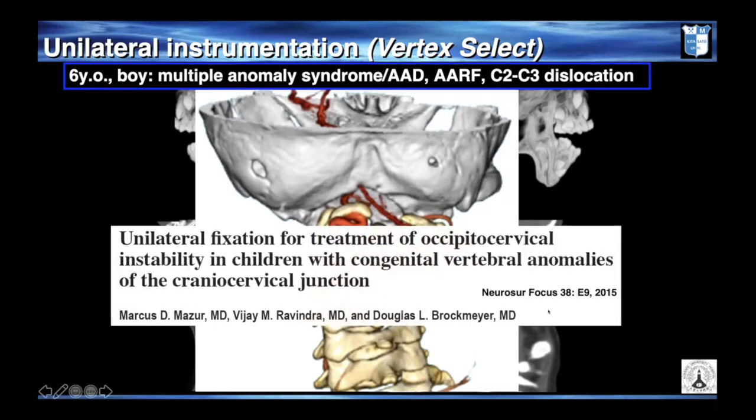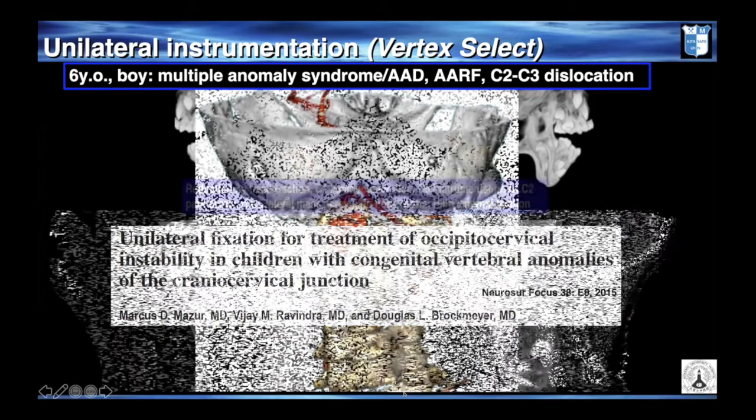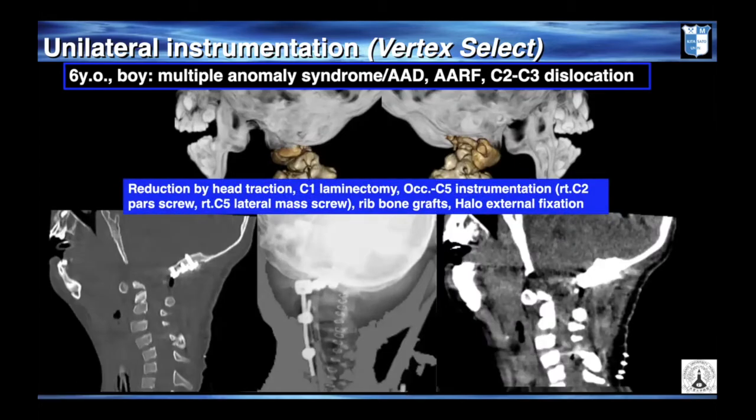This was first demonstrated by Brockmeyer's group from Utah, unilateral fixation for treatment of cervical instability in children with congenital vertebral anomalies of the craniovertebral junction. And after I read this paper, I decided to operate on this patient with unilateral instrumentation. So what I did is reduction by head traction, C1 laminectomy, occipital to C5 instrumentation, right C2 pedicle screw and right C5 lateral mass screw, and rib bone graft, and halo external fixation in case, to make sure.